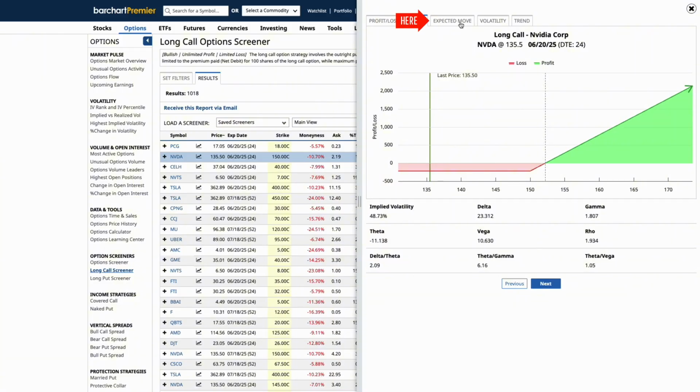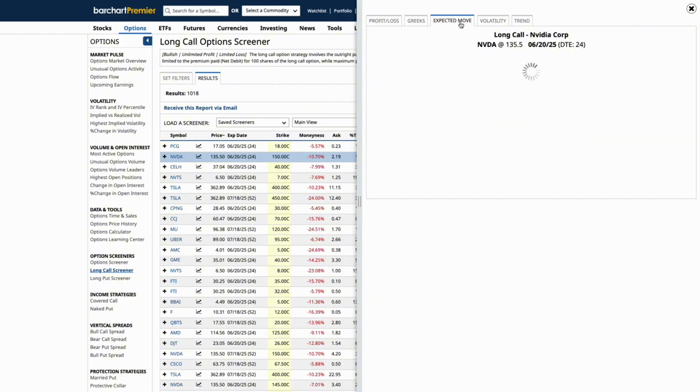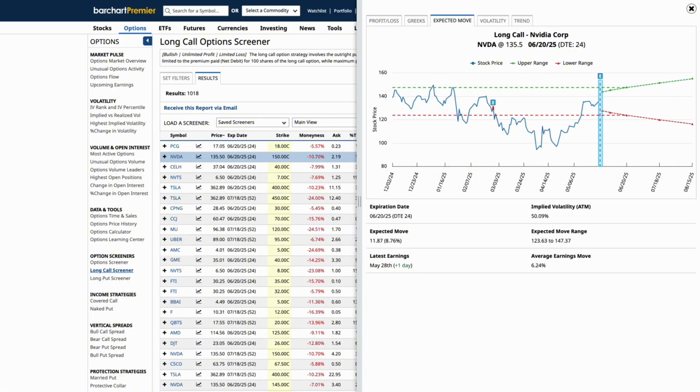The next tab is expected move. This is one of the most underrated tools on Barchart. At the top, you get a 6-month historical chart with past price moves and earnings overlays. Here's how it works. Based on the at-the-money straddle, it shows the expected range of movement through expiration. That range is visualized both in dollars and as a percentage.